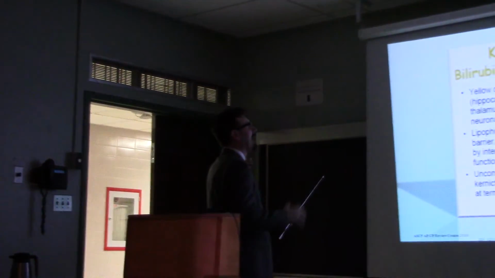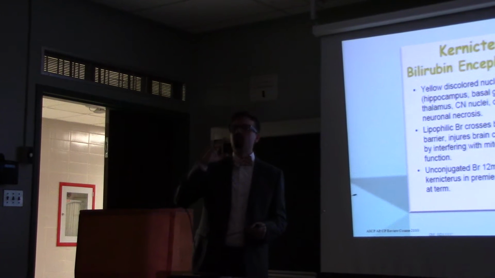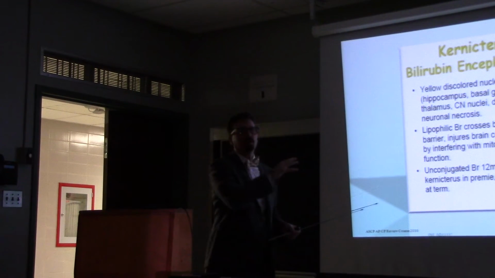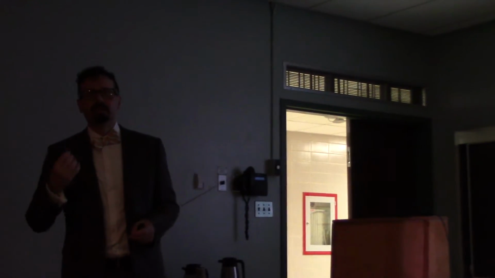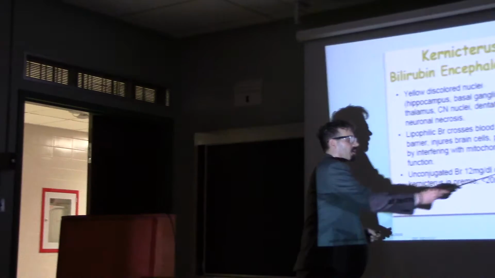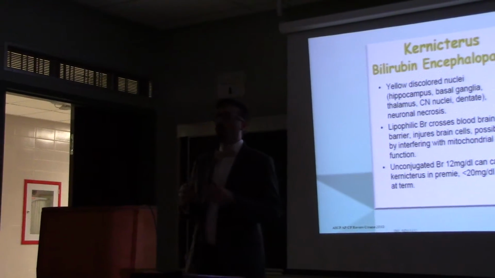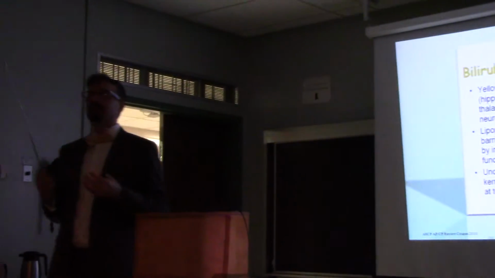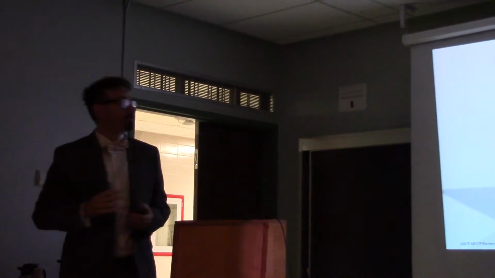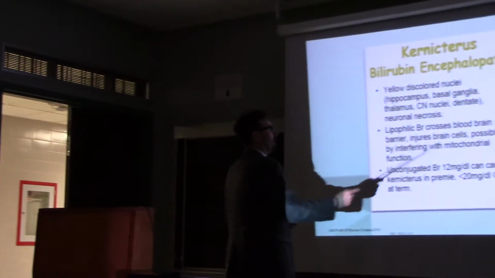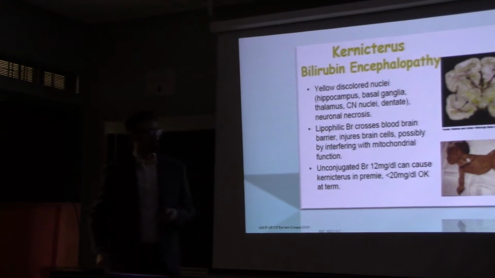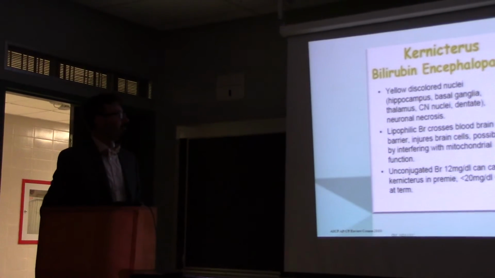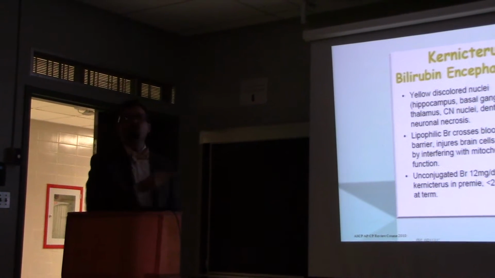Kernicterus is when you have all this bilirubin. So I said there's no problem before birth because the mother is taking care of all this bilirubin. She can conjugate the bilirubin in her liver. Now, once birth takes place, the baby's on their own. They've got to now take care of all this bilirubin. And they can't really conjugate it. So guess what happens? It accumulates. It accumulates into all parts of the body, including the brain. And you get these permanent problems associated with it.